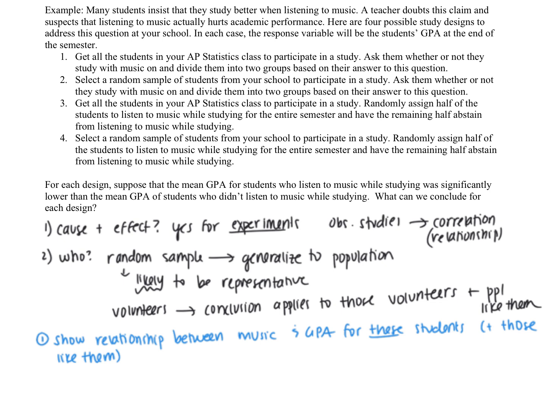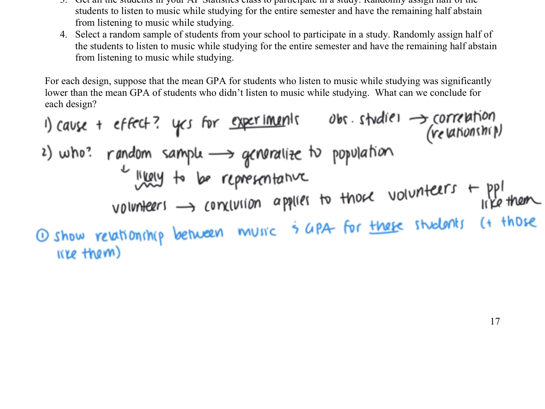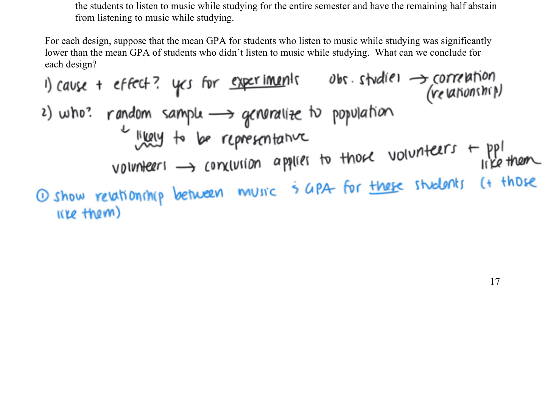Was it a random sample? Yeah, random sample. Now, who is the population? Who can I generalize to? Can I generalize to all students? No. Who can I generalize to then? Students at this school. Okay, so again, correlation for all students at this school.